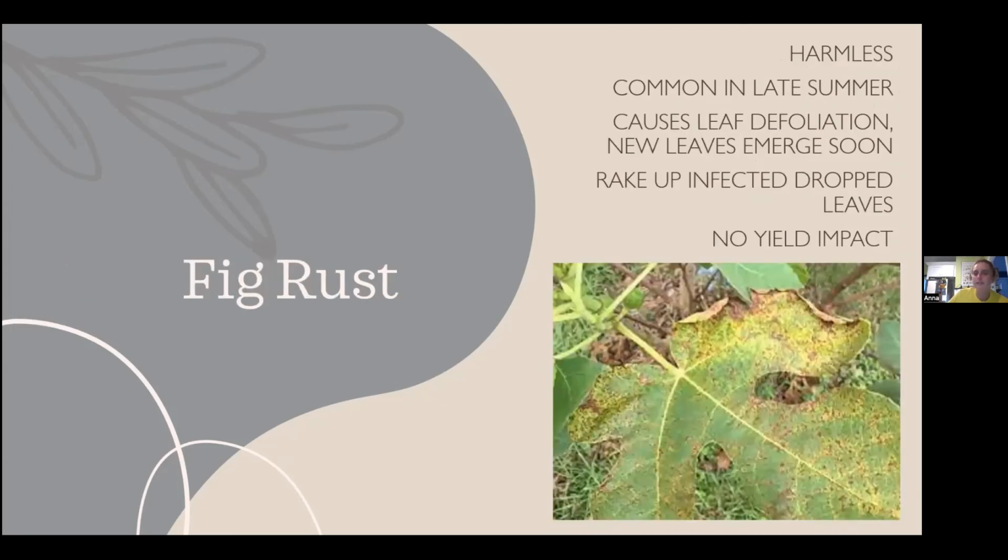Fig rust, we covered this a little bit, largely harmless, very common in late summer. They will drop a lot of these leaves and defoliate, but you'll see new fresh ones emerge, usually within a week or two. Rake these infected leaves up. Don't compost them, it just spreads it again next year. And it's got little to no impact on yield. So it's not one that you really have to think about or really manage at all.